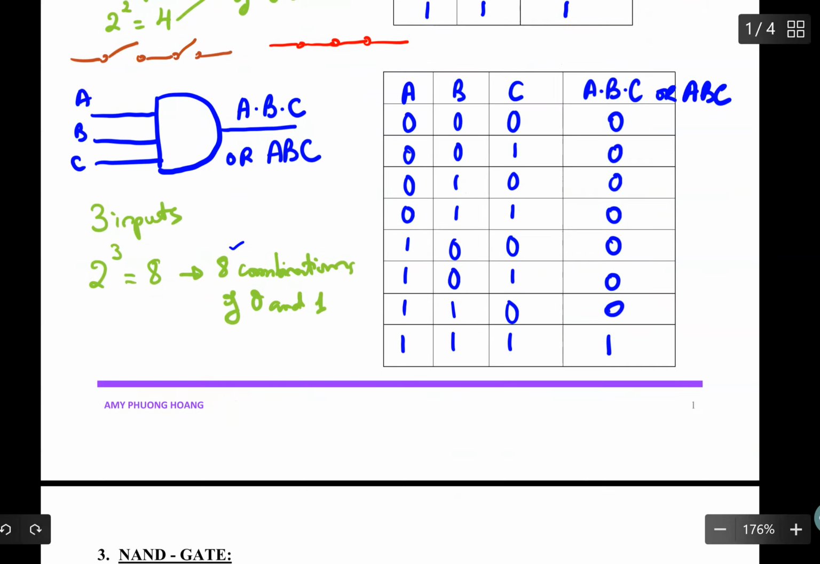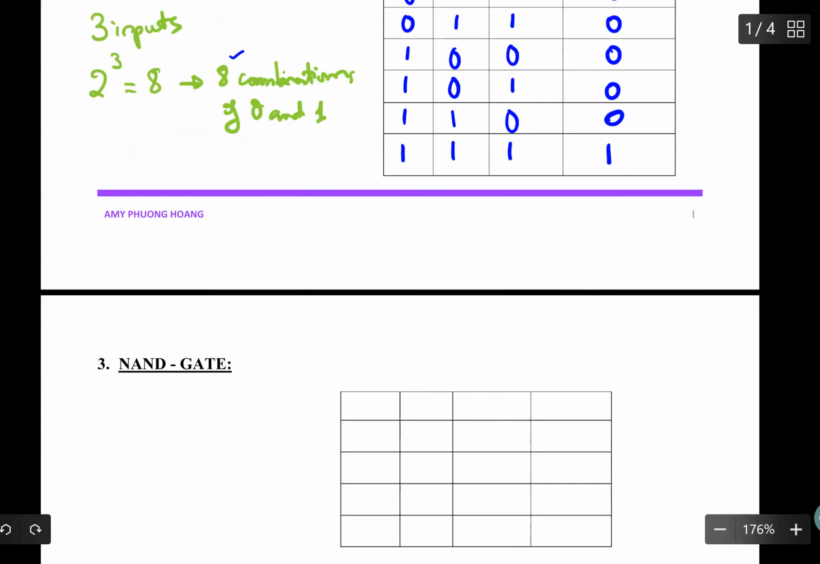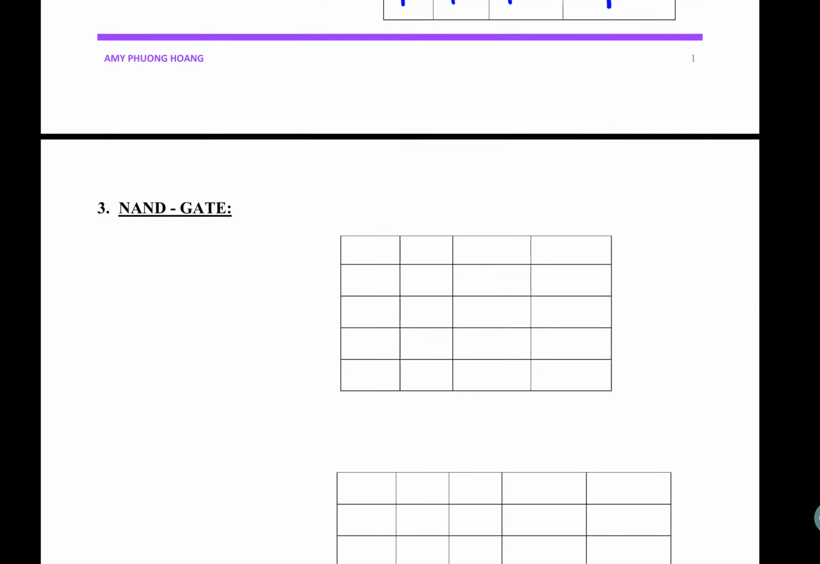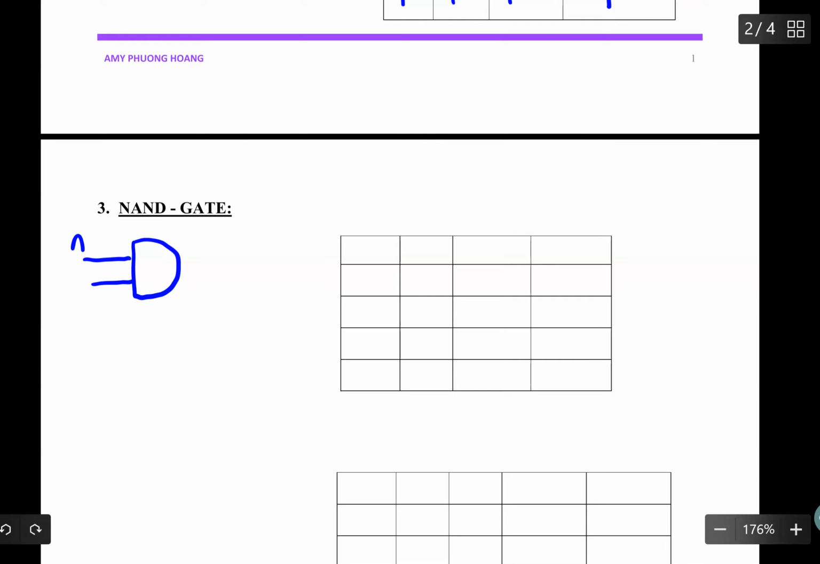Alright, let's move on to the next gate, which is the NAND gate. The NAND gate is the combination of the AND gate and the inverter. So let's start with the NAND gate with just 2 inputs. I will draw the NAND gate with 2 inputs, A, B. Coming out of this, I will insert here an inverter. That means right here I should have AB, but I invert the signal coming out of it. Or you can write it as A dot B. Coming out of here, you have A dot B inverted.